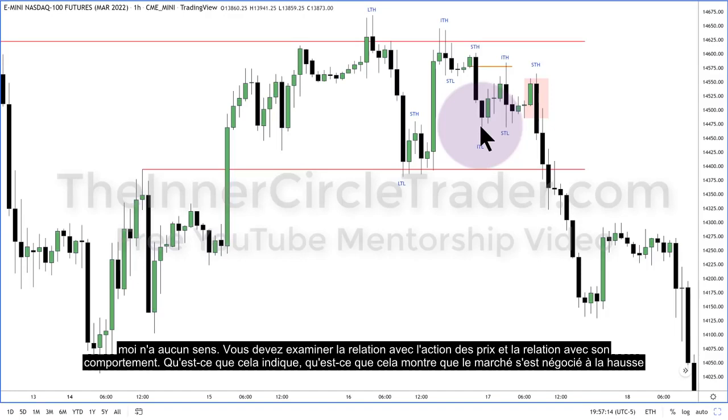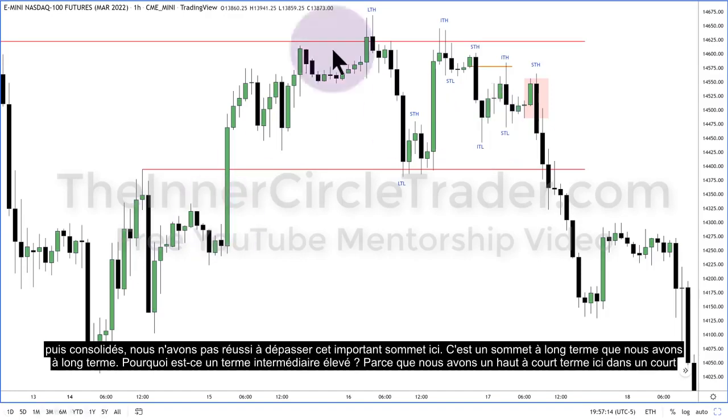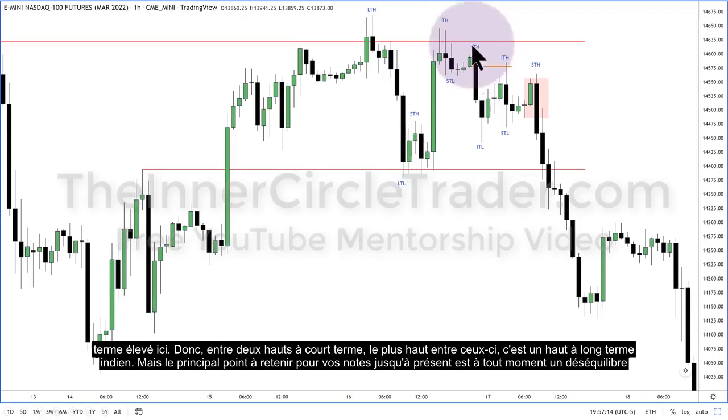The market has traded higher and then consolidated. We failed to go above this important high back here. That's a long-term high. Then we have an intermediate term high. Why is this an intermediate term high? Because we have a short-term high here and a short-term high here. So between two short-term highs, the highest high between those, that's an intermediate term high.